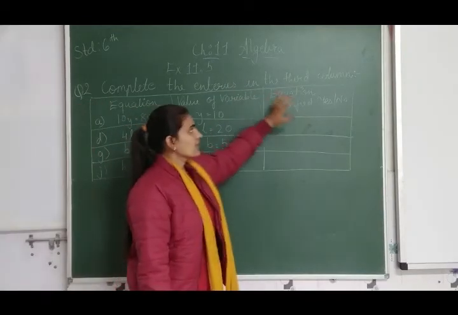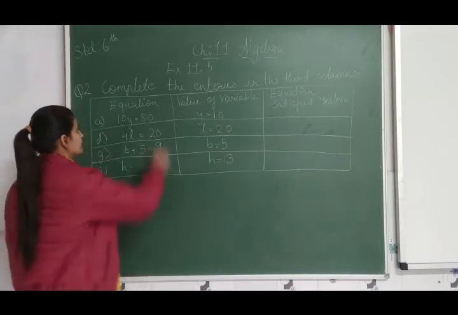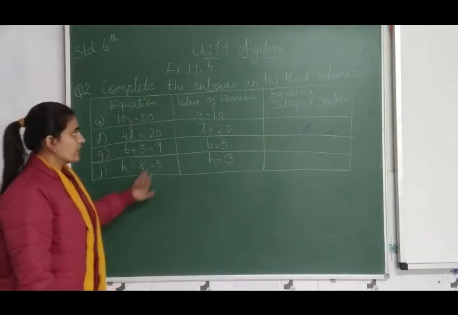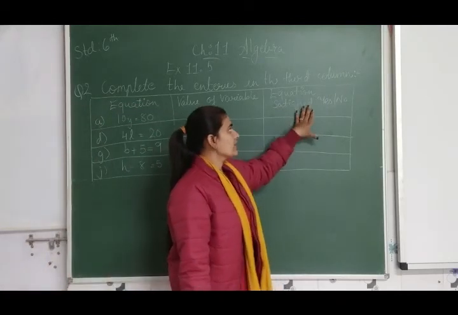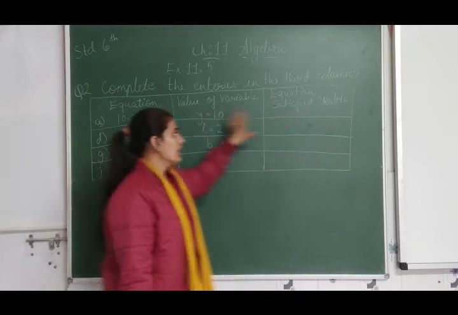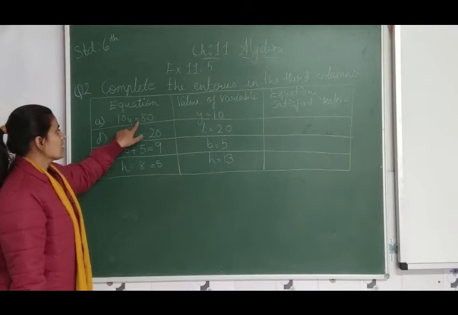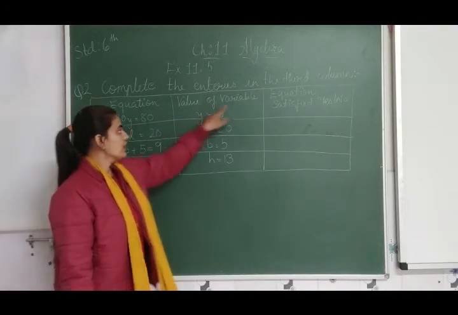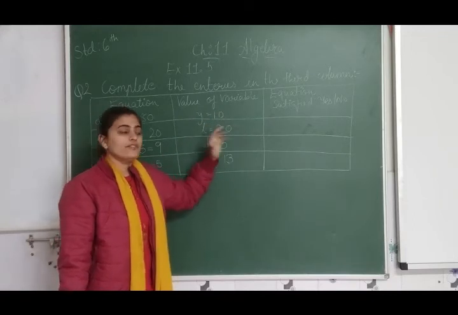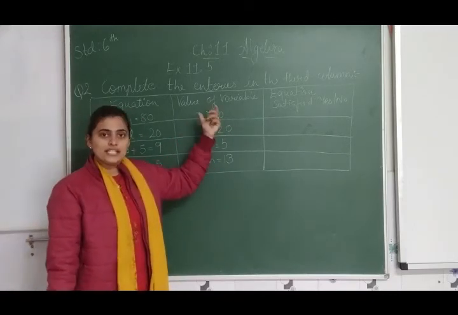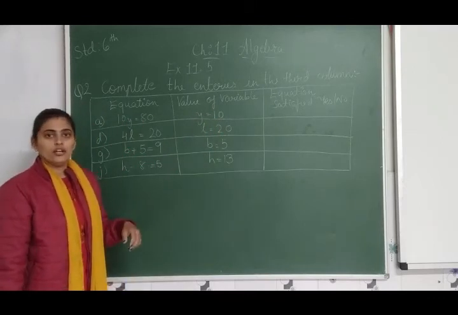Complete the entries in the third column. Columns are given over here. Equations are given, the value of the variable is given, and you have to find out whether that equation is satisfied for that given value of the variable or not. For the first, 10y is equal to 80, and the value of this variable y is given as 10. So we have to find out whether y equal to 10 satisfies this equation or not. So for that we have to do some rough work.